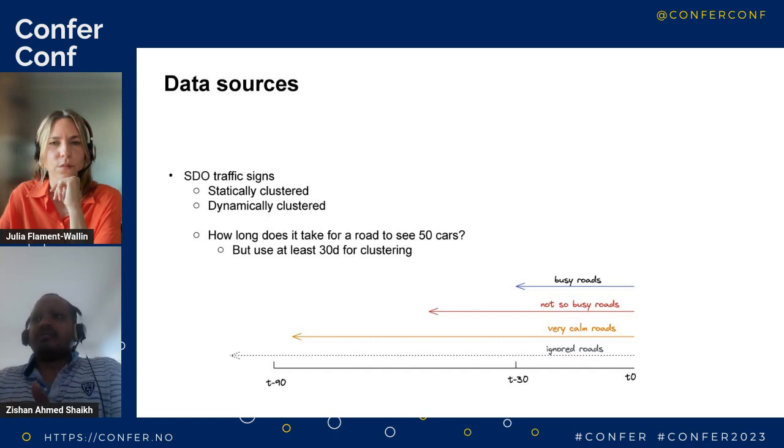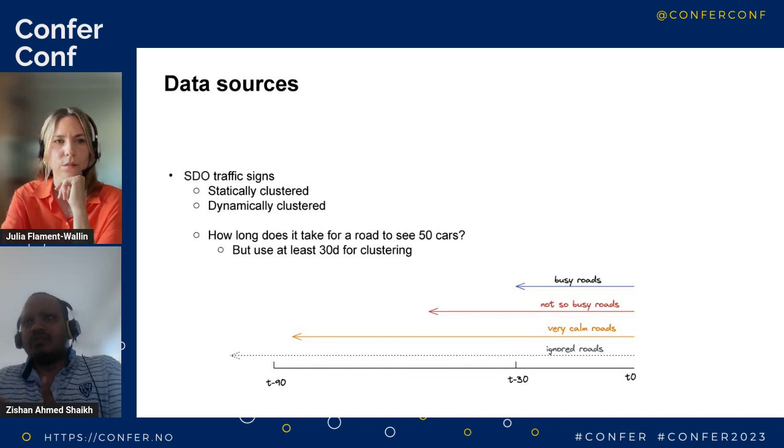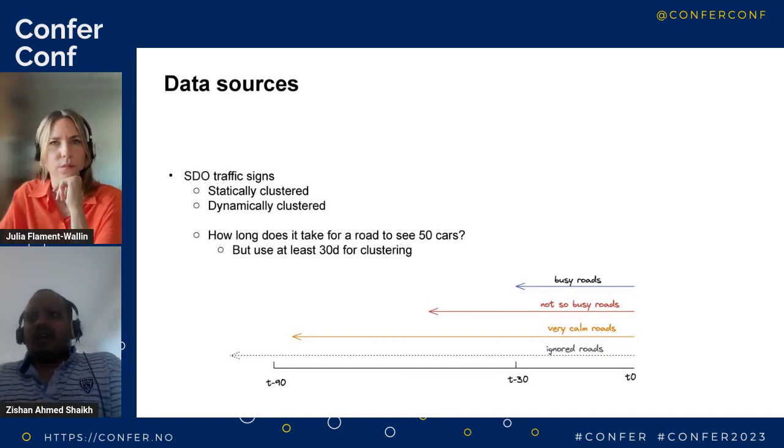But there are not so busy roads and very calm roads where you wouldn't find them in the first 30 days. In such context, we increase the time window to 90 days. And even in the worst case that we don't see 50 cars in the last 90 days, we say that we are not so sure about these roads, and so we don't consider them in our superfluous sign approach.